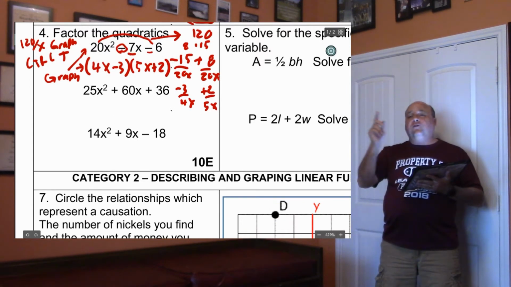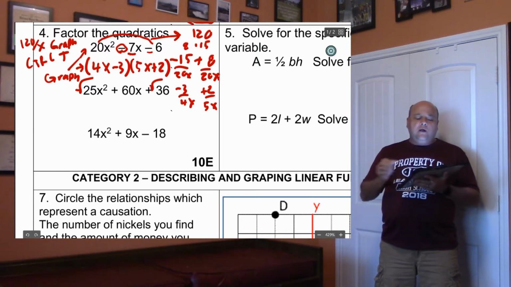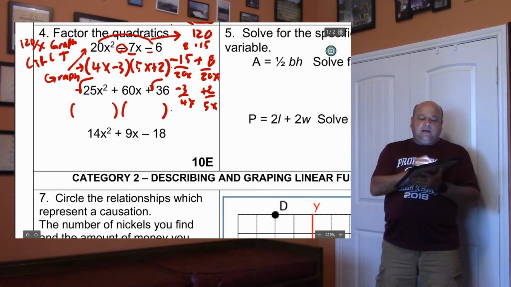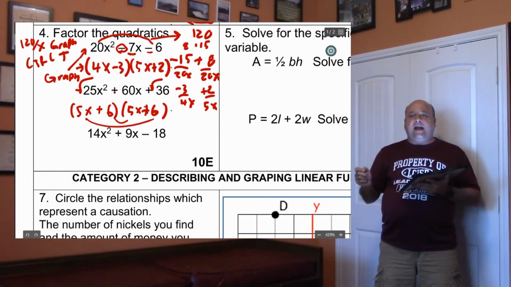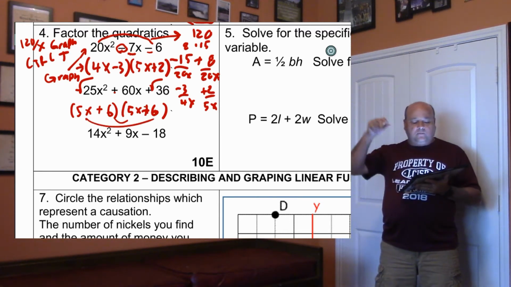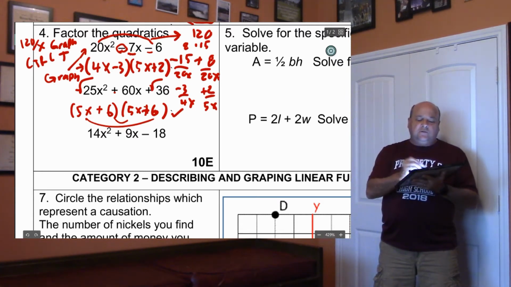On the next one, hopefully you look at this and see, ding, ding, ding, 25 and 36 are perfect squares. The square root of 25 is 5x, and the square root of 36 is 6. The middle sign's plus. Does it work? Let's look at the outside and inside braces, or the arches. 30x and 30x add up to 60x, did it? So this is the answer. The other way to write that is 5x plus 6 squared.